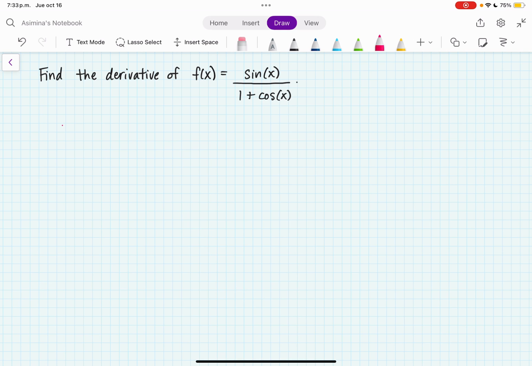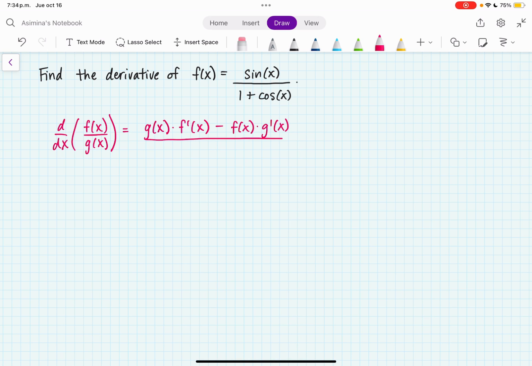So recall that the quotient rule tells us the derivative of a function f of x over g of x is equal to g of x times the derivative of f of x minus f of x times the derivative of g of x all over g of x squared. The way I like to remember this is low d high minus high d low all over low squared.